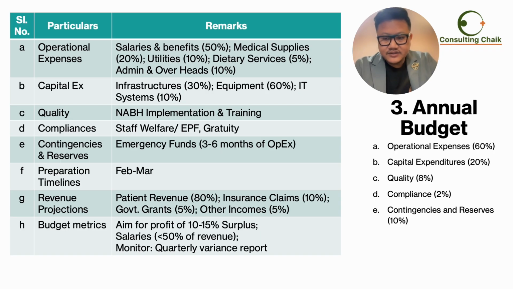Contingencies and reserves, you have to have a buffer for that, so around 10%. Okay, and then you need to prepare the preparation timeline for the annual budget, which is before the financial year starts. February to March, you should start preparing and finish the annual budget. And then after preparing, you also need to look into it and revise it. So it is always better to complete it by the first or second week of March.